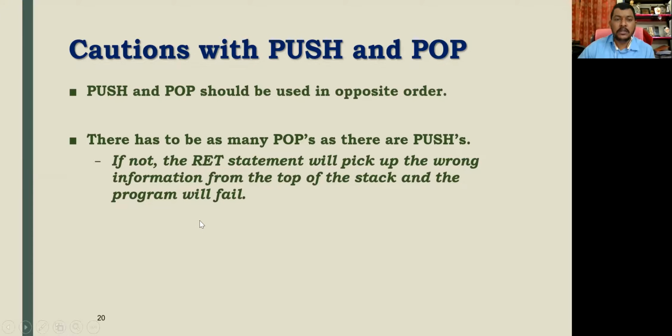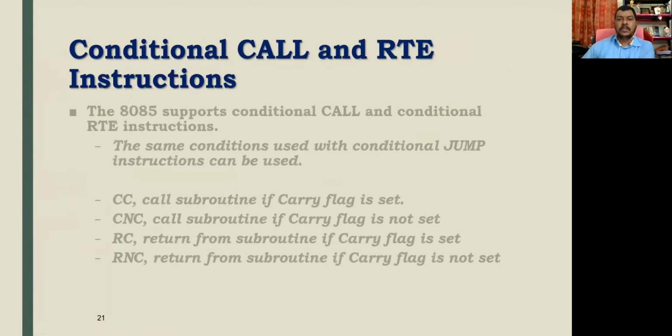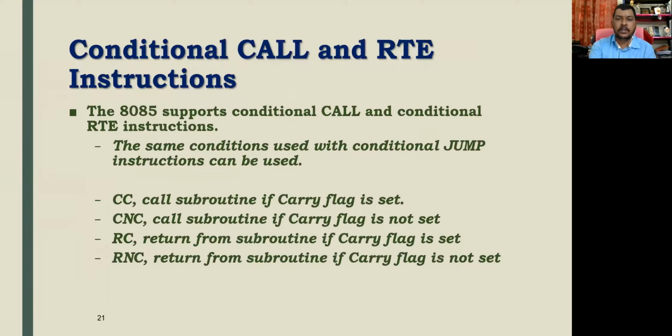And if not, the return statement will pick up the wrong information from the top of the stack and the program will fail. याद रखिए. So that is to be thought of by the programmer itself, not by the microprocessor. So microprocessor कभी कोई गलती नहीं करता है. The mistake is done by the programmer. So it is not advisable to place push or pop inside a loop. तो loop में डालते वक्त आप थोड़ा सा ध्यान रखिए कि push और pop properly use करें या ना use करें, right?